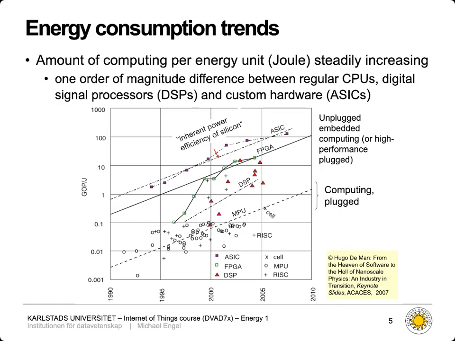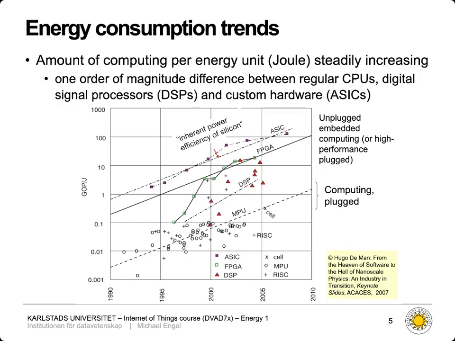So energy consumption trends. The interesting thing is we have a diagram here that shows on the x-axis the progression of time in years, and on the y-axis we see how much computing power per amount of energy, so per joule, is available in a system. And you see this is continuously going up, so from year to year we manage to increase the amount of computing power, so the amount of computational operations per amount of energy. But the interesting thing here to see is that we have more or less three distinct lines here. So, and the fourth in the middle.